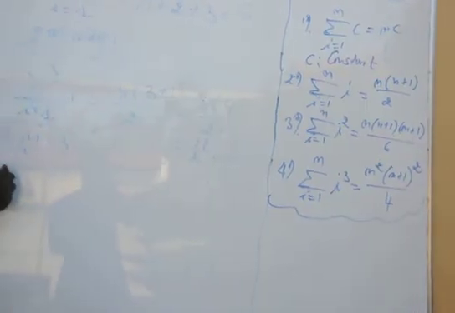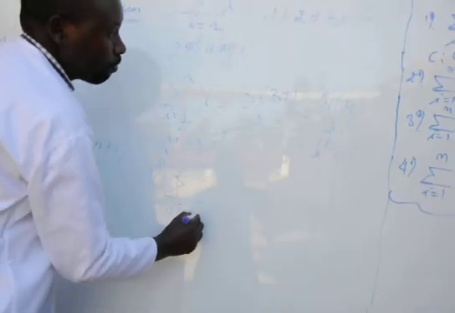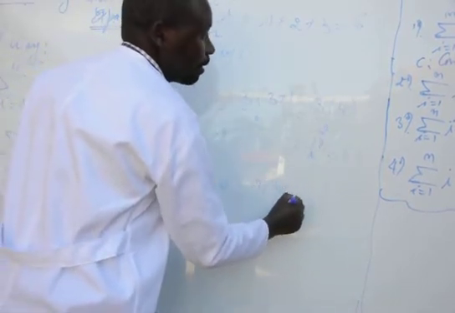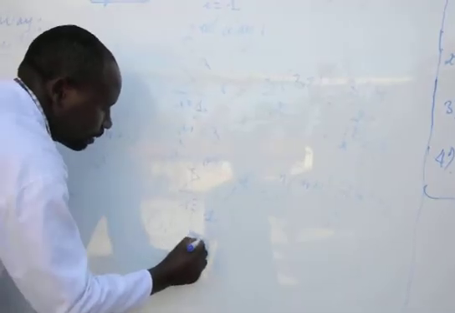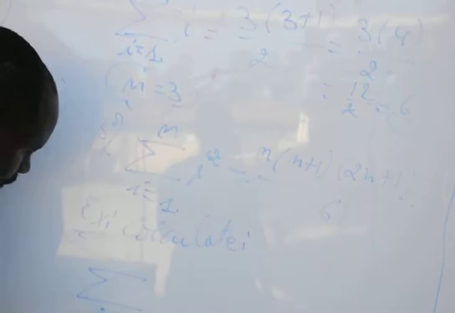Let us see our third formula. So we have the sum i from 1 up to n of i squared. This is n times n plus 1 times 2n plus 1 over 6. Let's take an example. Then calculate the sum of i from 1 up to 3 of i squared. Let me clean here.